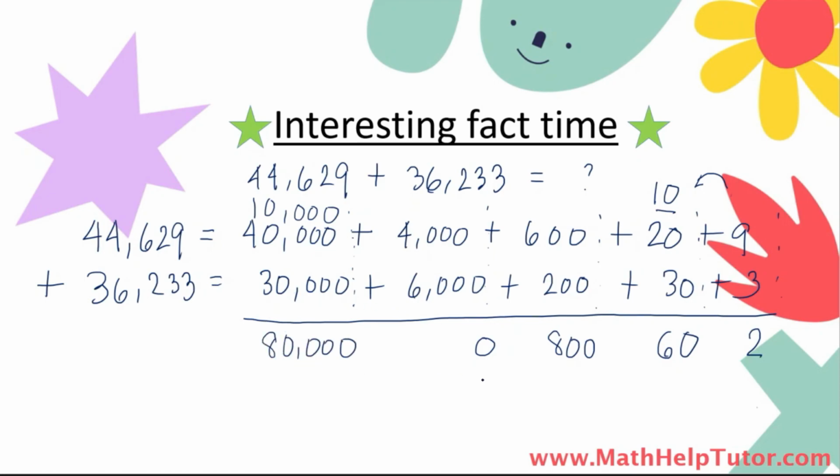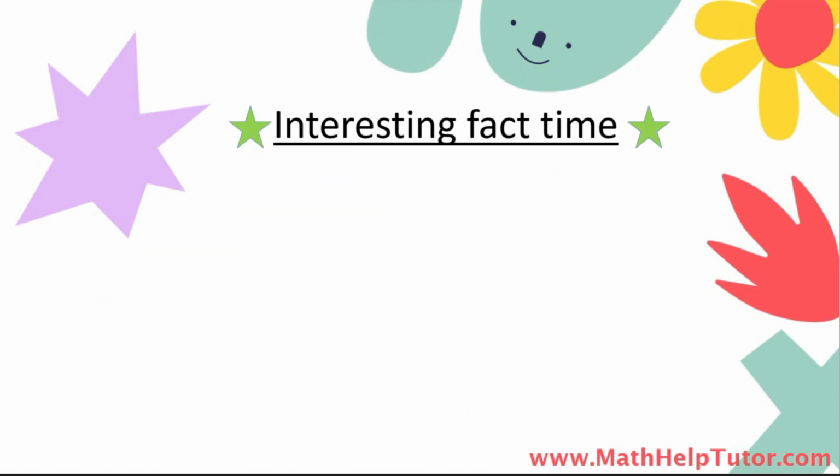Now these numbers are actually the value of the different places of our new number. So we can put a plus sign here, and if we add all these up, we get 80,862, which is the answer to our question. 44,629 plus 36,233 is equal to 80,862.